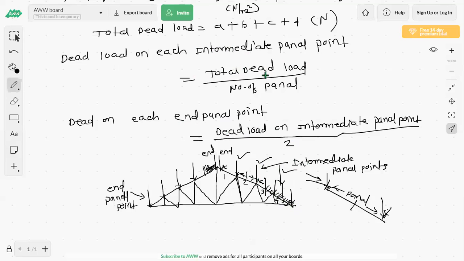So here the dead load on the intermediate panel point is the total dead load divided by the number of panels. Whatever number of panels we assumed, we divide by that, and the dead load comes down vertically on the middle panels. So this is your dead load, and this is dead load by 2. Here again dead load by 2. So this is DL. Okay. So in this way we have to calculate the dead load.